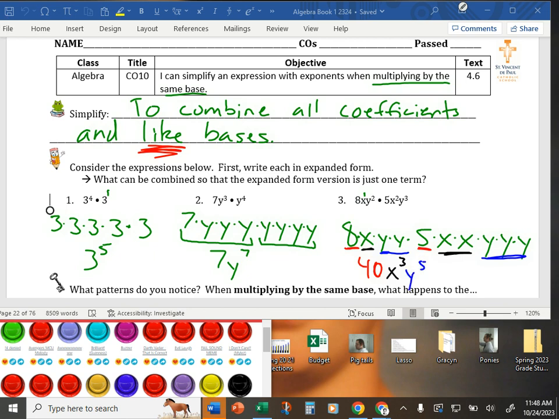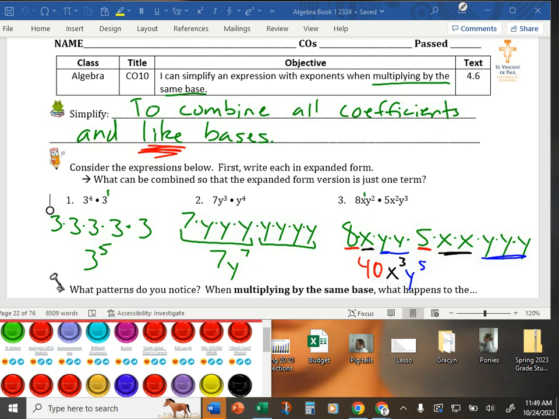Okay? So 8xy squared times 5x squared y cubed simplifies to be 40 from the 8 times 5. X cubed, because we have a total of 3 of them here, I can count them up. 1, 2, 3. Y to the 5th, because I have a total of 5 of them there. 1, 2, 3, 4, 5. So you can see expanded form is super helpful here. It shows you exactly what all the bases are, what all the terms are in the expression.